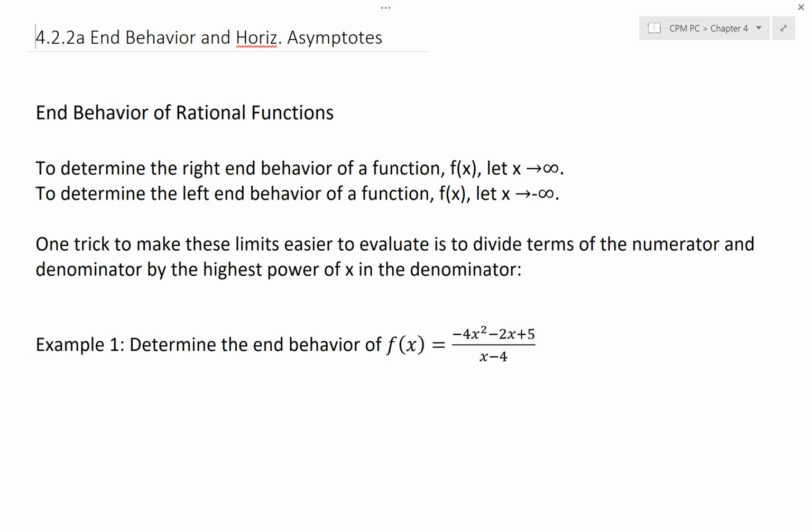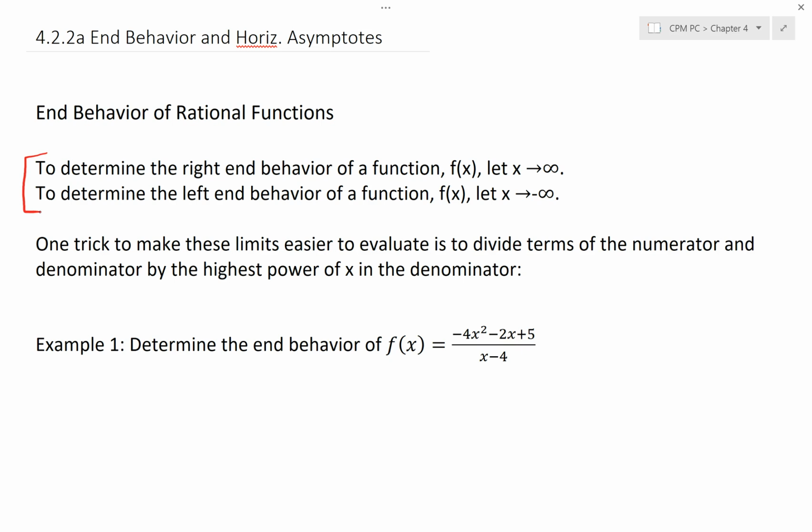Okay, so let's go ahead and work through example 1 together. We're going to be working with end behavior and how that relates to horizontal asymptotes today. So as it says up here, when we want to find the left and right end behavior, we need to take the limit as x goes to infinity or negative infinity.